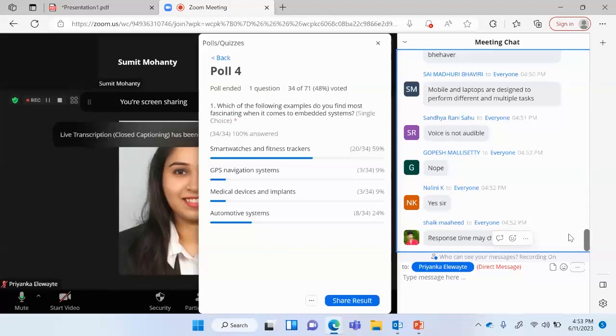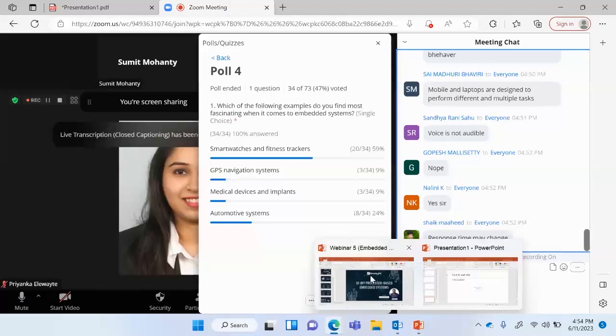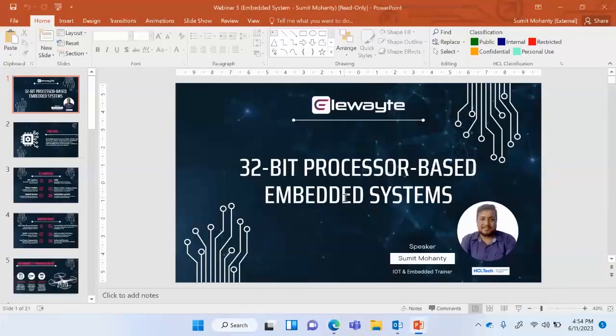Accurate means when I say 1 second, it will do it in 1 second. Reliable means even 100 times, if I put it for 1 second, it will always work for 1 second only. Understood? So embedded systems put more emphasis on reliability and on timings. I hope this concept is understood for everyone.